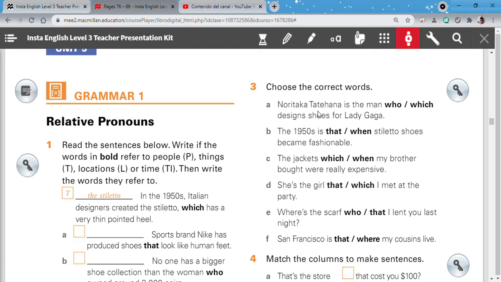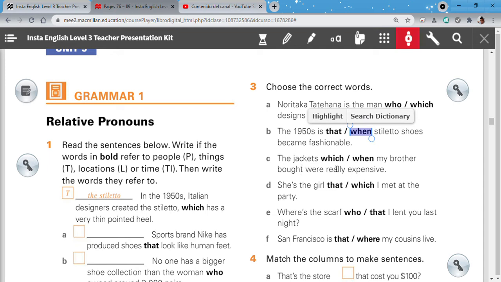Noritaka Tatehana is the man who, or is the man which, designed shoes for Lady Gaga. Of course, who, because it's a person, it's the man. Remember, who is for person or people in plural and which is for things. Let's see. The 1950s is a date that, or when, stiletto shoes became fashionable. Of course, when is a date.